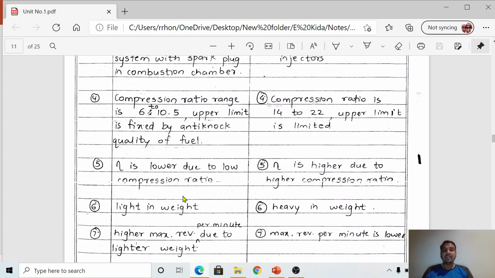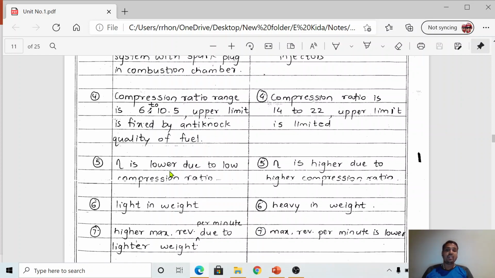The next one: in the case of SI engine, the efficiency is lower due to the low compression ratio. So always remember, a petrol engine gives lower efficiency because it has a lower compression ratio, whereas a diesel engine or CI engine gives higher efficiency because it has a higher compression ratio. Always remember, petrol cars will give lower efficiency as compared with diesel cars or diesel engines. So this is the basic difference.